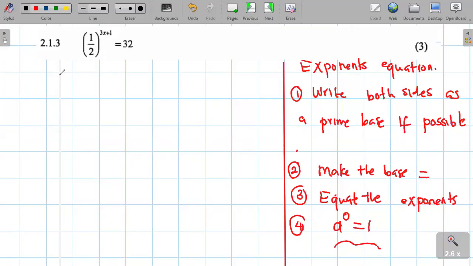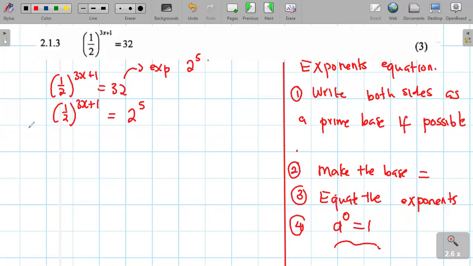All right. I have (1 over 2) to the power 3x plus 1 equals 32. I can change 32 into an exponent. This will be 2 to the power 5. So (1 over 2) to the power 3x plus 1 equals 2 to the power 5. But check something. My bases are not equal. They are not the same. I have a half, I have 2.